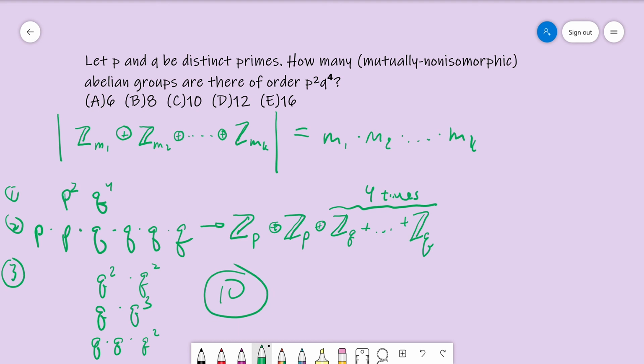Another way of saying it: there's 5 ways to partition 4, and there's a whole theory behind partitions and how to find the number of partitions. We don't have to go into that. And there's only 2 ways to partition 2. So altogether then we have 2 times 5, so 10. So the answer is C.